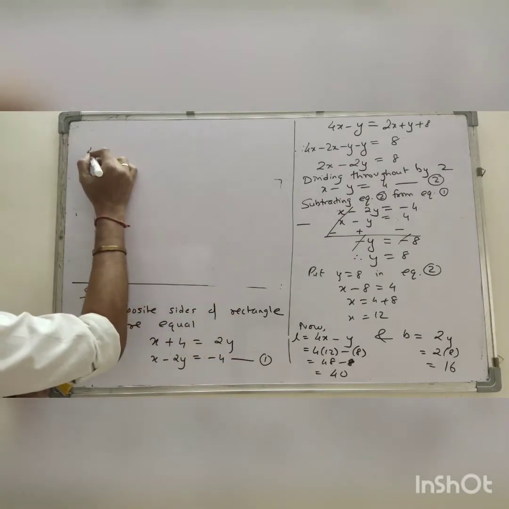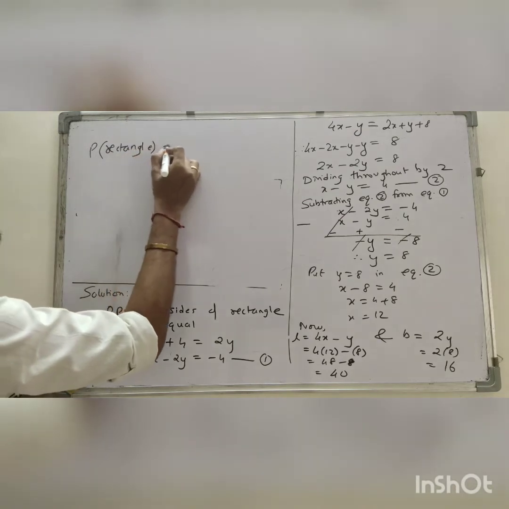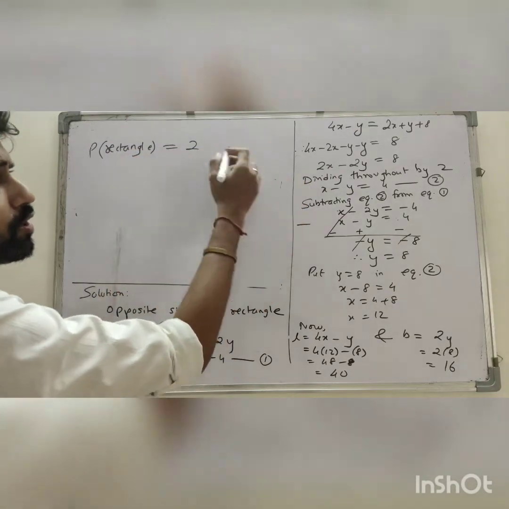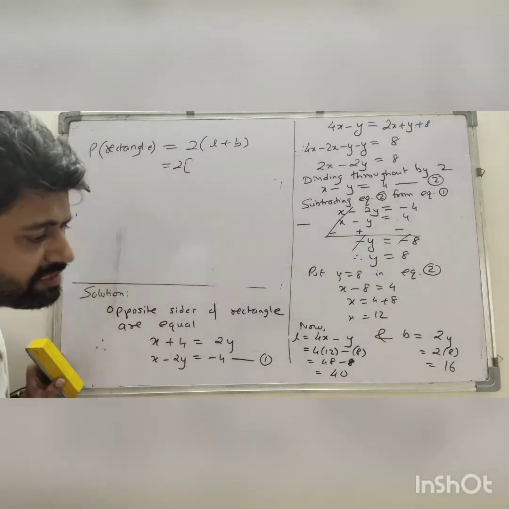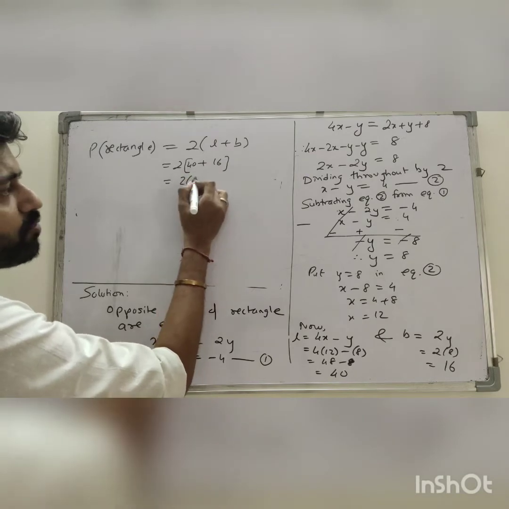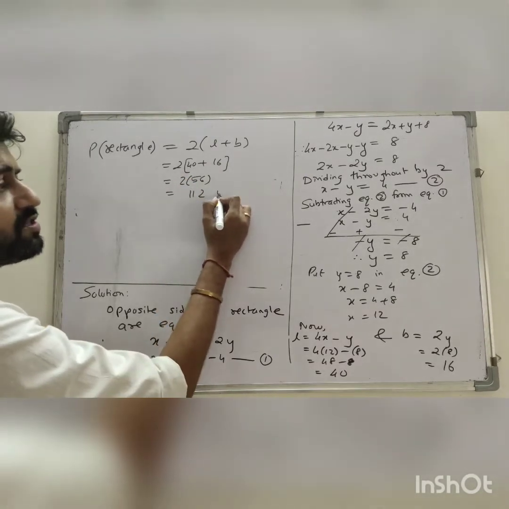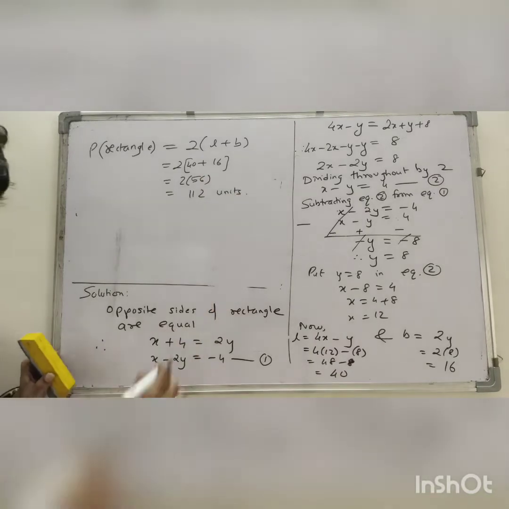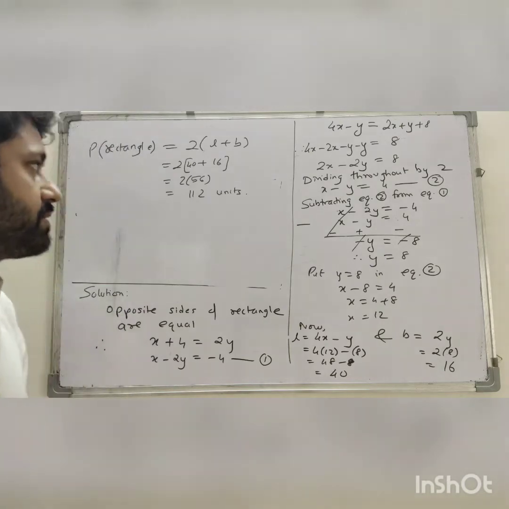The last part, perimeter of rectangle. One should know the formula. Perimeter of rectangle is equal to 2 times length plus breadth. 2 times length, that is 40 plus 16, that is 2 into 56. 2 6s are 12, 2 5s are 10, 112 units. Since no centimeter or meter is given, we will write units.